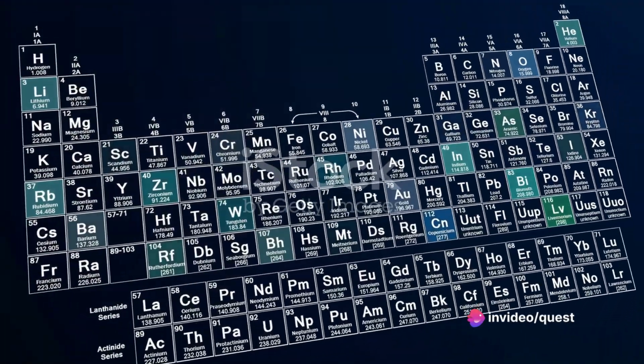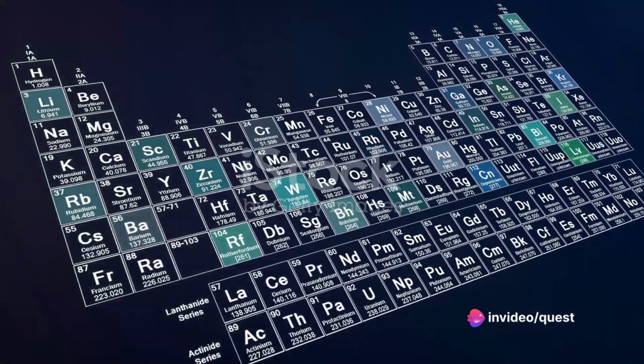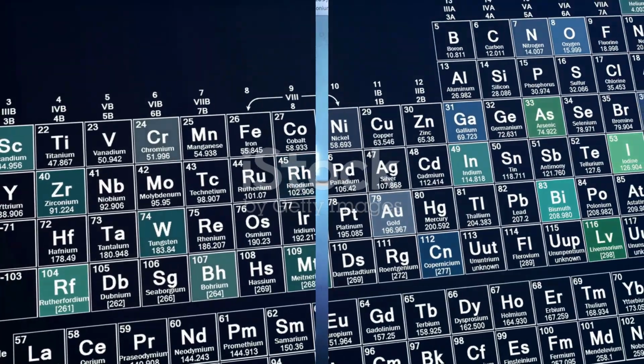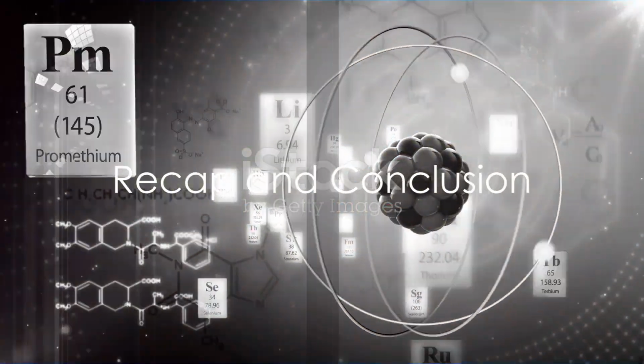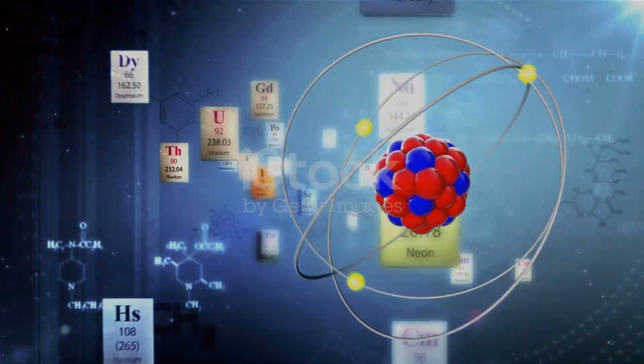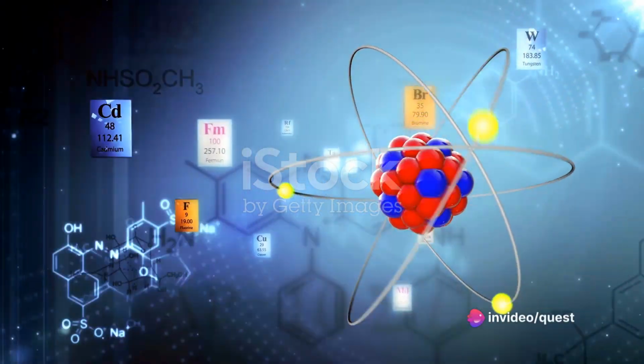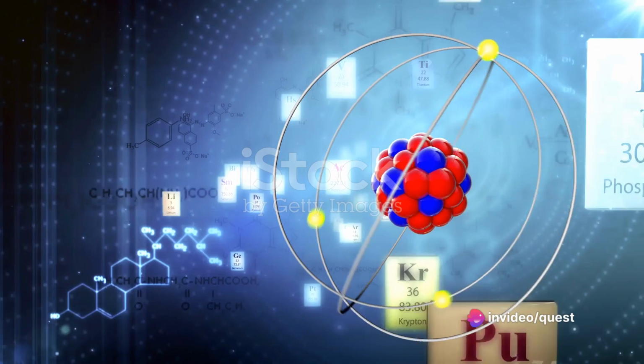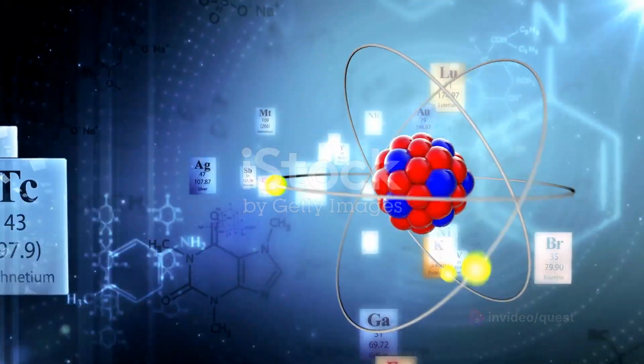So the next time you look at the periodic table, remember, each block tells a different story about the atom's electron cloud. The world of atoms and elements is truly fascinating, isn't it? We've journeyed from the minuscule atom, the building block of everything, to the grand periodic table, a map of all known elements. Let's take a moment to recap.